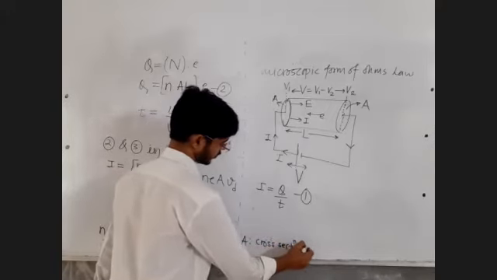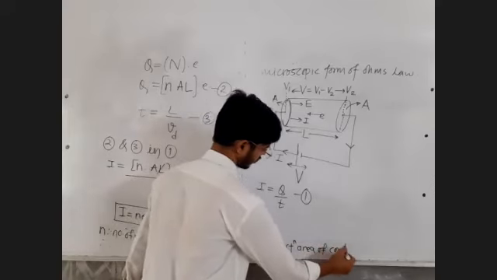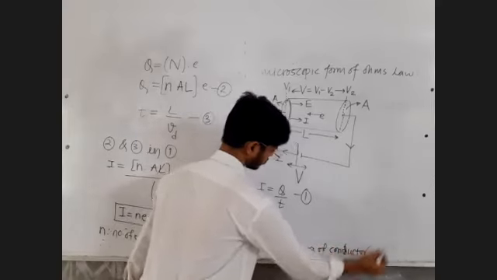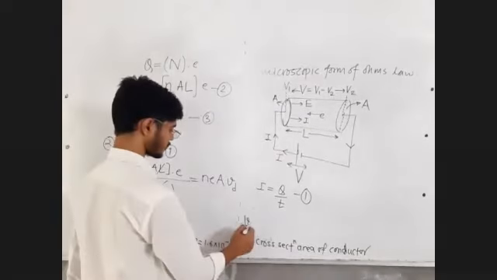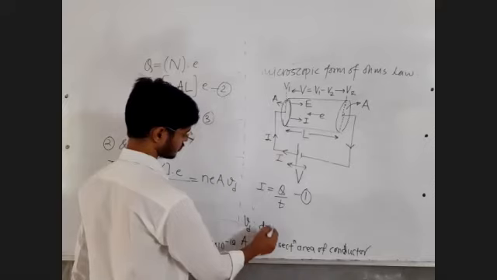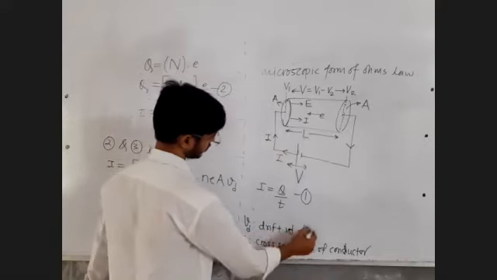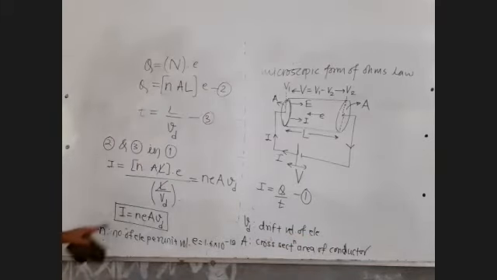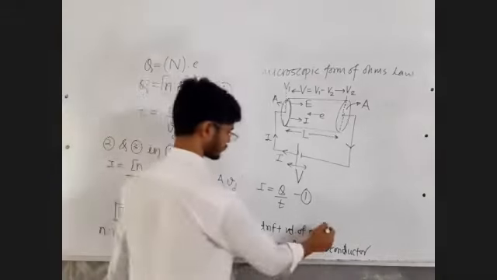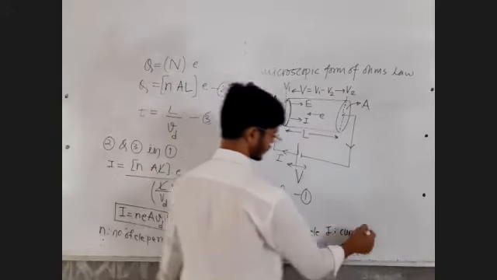A is the cross section area of the conductor. Vd is the drift velocity of the electrons. I is the current through the conductor.